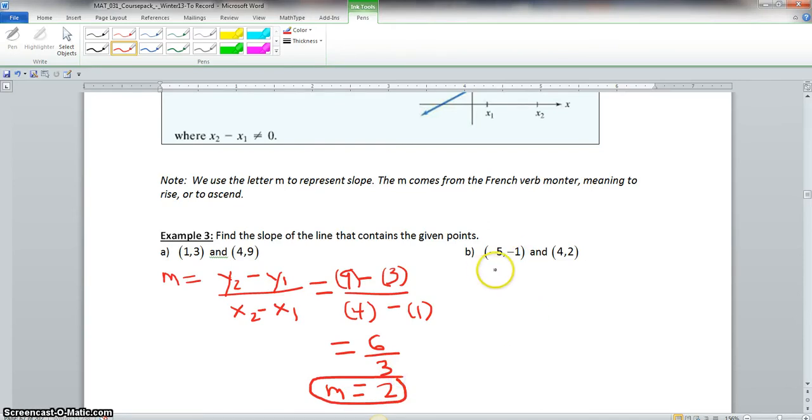Now we go here to B. Now we have the same formula. The slope is equal to y sub 2 minus y sub 1 all over x sub 2 minus x sub 1.